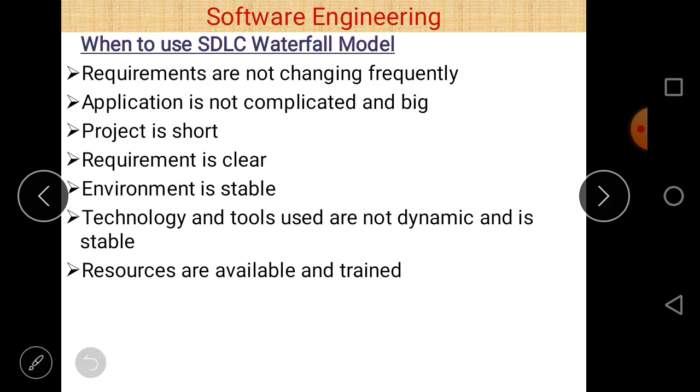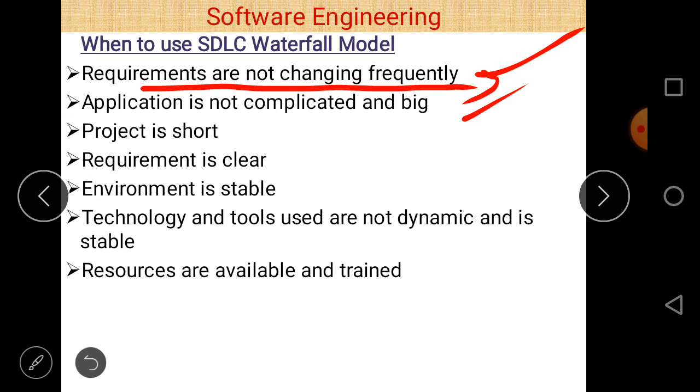And now this is an important question: when do we use the waterfall model? So what is the use of the waterfall model? Actually, there are different models. So when we want to create software, we have to consider the advantages and disadvantages of a particular type of model. So as for a large application or very complicated software, we cannot use the waterfall model.